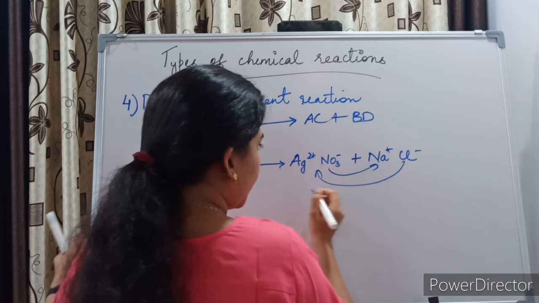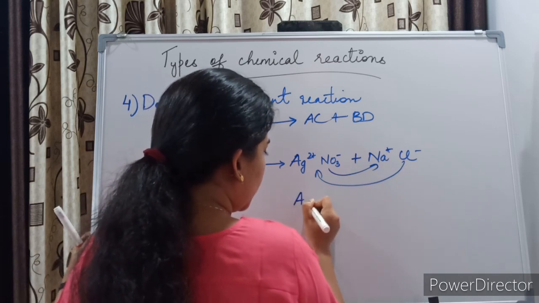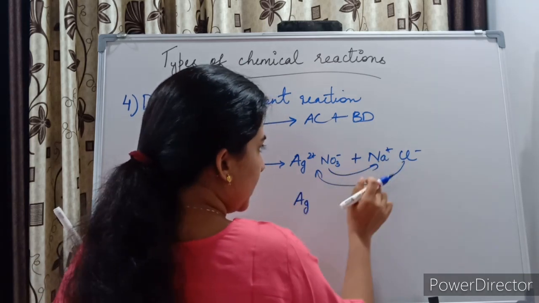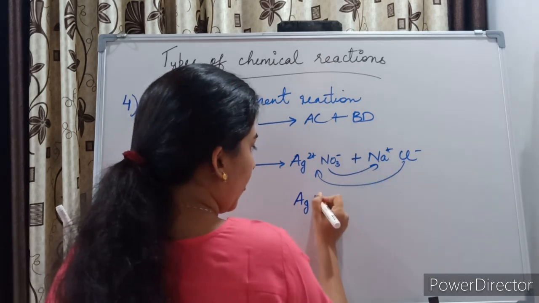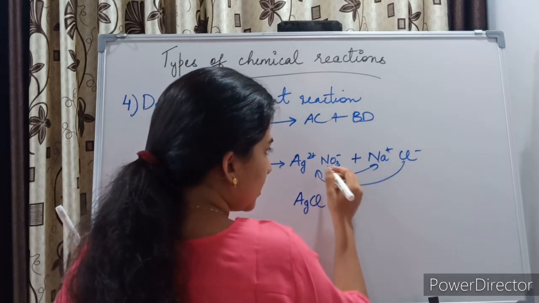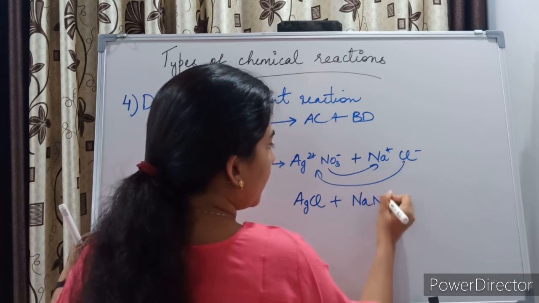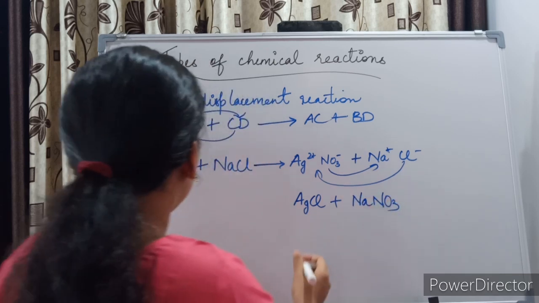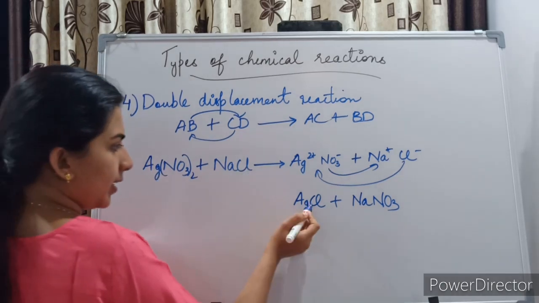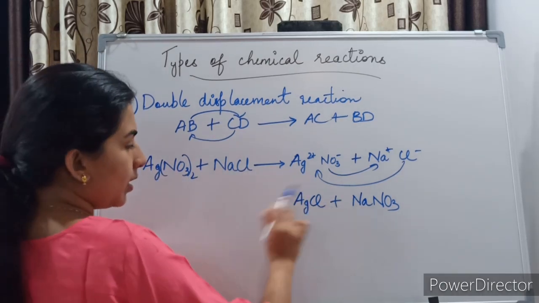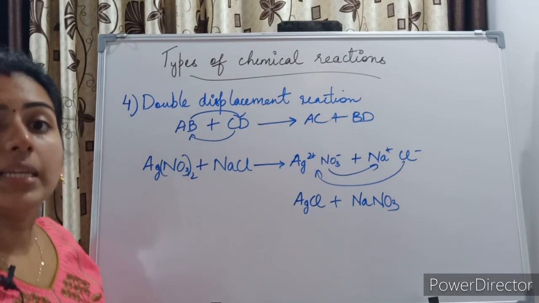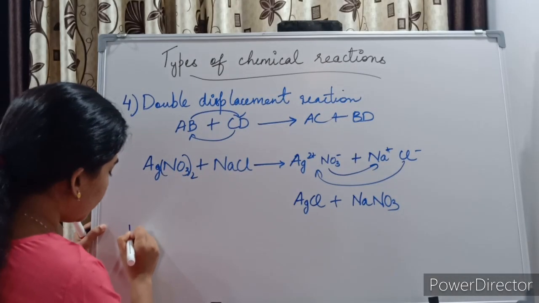Now what will be there? AgCl, plus this NO3 will be shifted here: NaNO3. See, Ag and Cl, and NaNO3. So this is what is meant by a double displacement reaction. One more example.